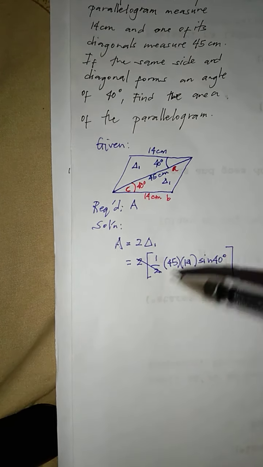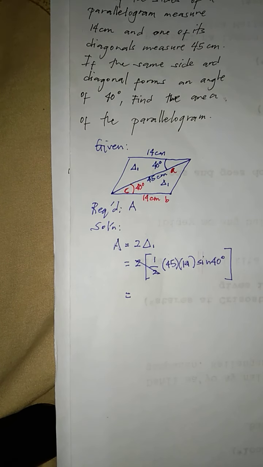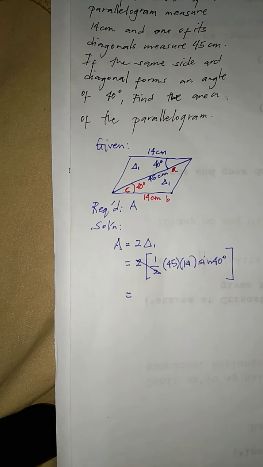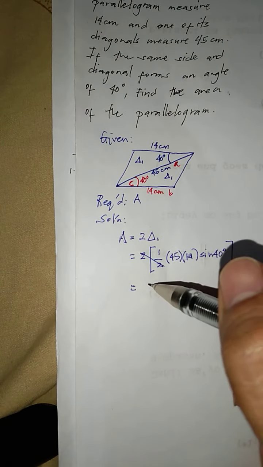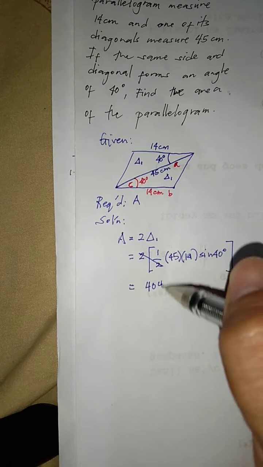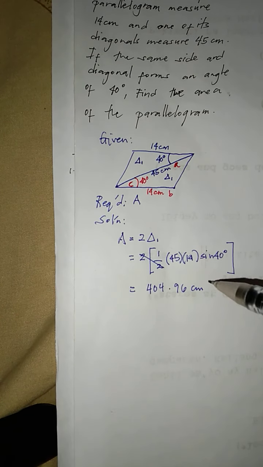Okay, cancel. So the final answer would be 45 times 14 times sine 40 degrees. Okay, so the final answer will be 404.96 square centimeters.